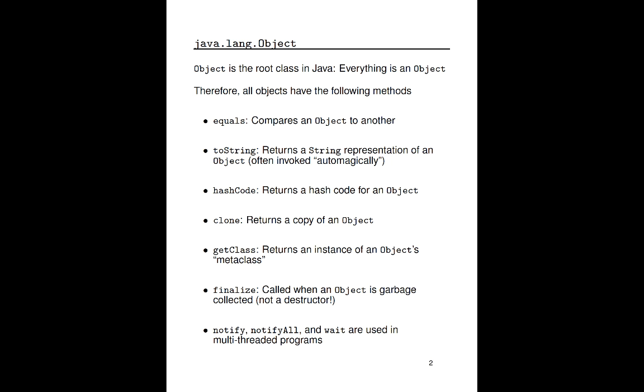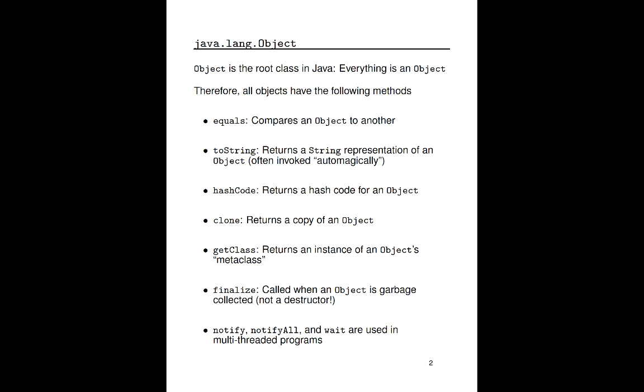So every object has an equals method that compares it to another object. It also has a toString method, which returns a string representation of an object. Now, note that all of these methods have default behaviors which make sense for every object. Specific subclasses may want to override these behaviors to provide additional functionality or different functionality that makes more sense for that object.